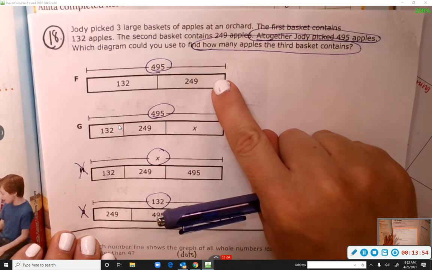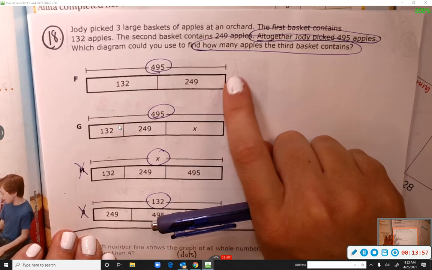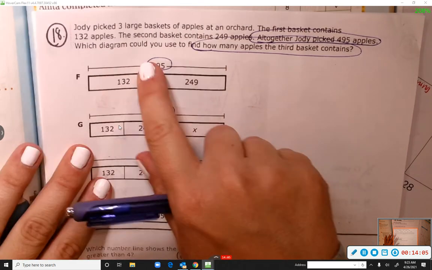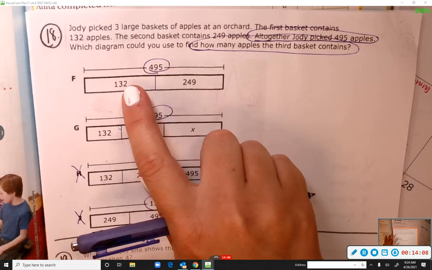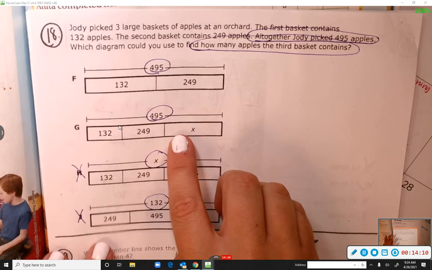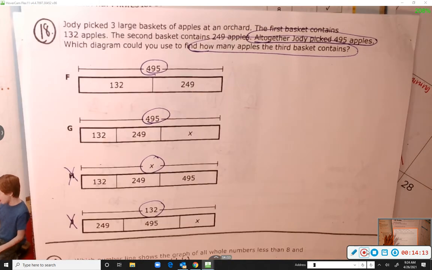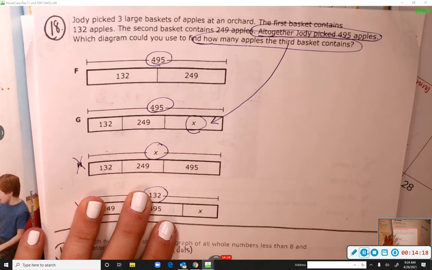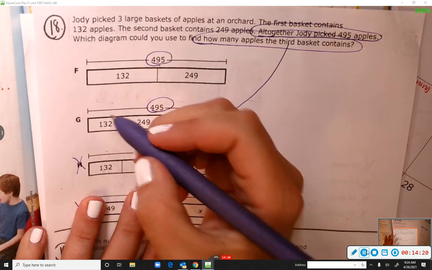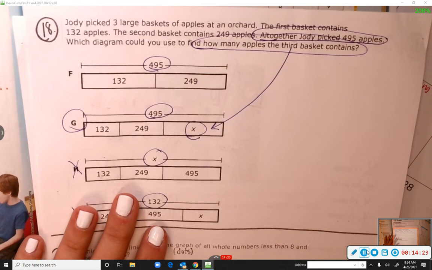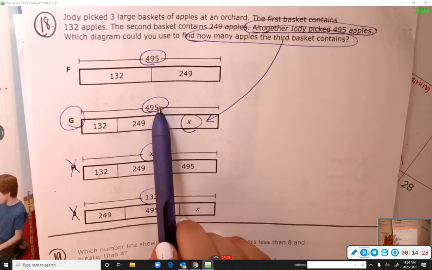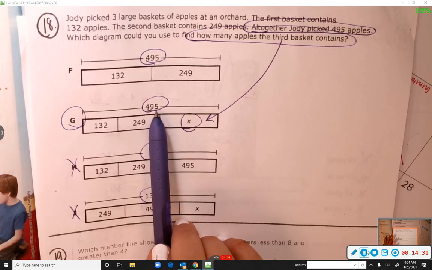Okay? So what was wrong with F? Why should we not pick this one? Aaliyah, you know? Because it needs 3 baskets. Very good. It needs 3 baskets. She picked 3 baskets, not 2. So you need this one right here, okay? So the X represents the third basket that was missing. Okay? I guarantee you we'll probably see one like this on the STAR test in a couple weeks. So just remember this top number represents your total. Got it?